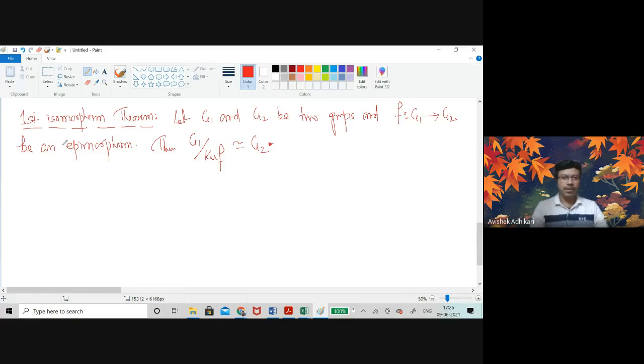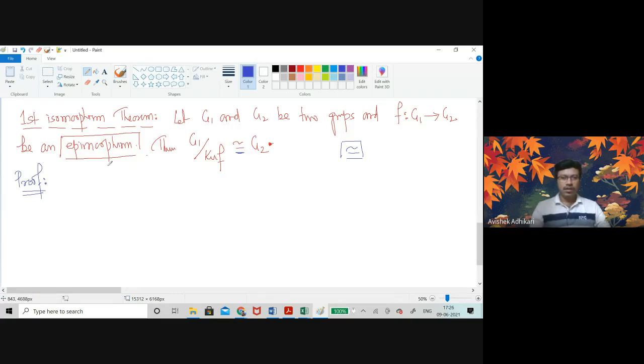So, here I have assumed that this is an epimorphism. I will ask you to think about what will happen if this is not an epimorphism, which I will come to later on, but let us try to prove this. Is the statement clear to all of you? G1 and G2 are two groups, and F from G1 to G2 is an epimorphism. Then G1 quotient kernel of F is isomorphic to G2. In some books you might have seen an equal sign with this sign, and sometimes it is only this. Both of them are equivalent.